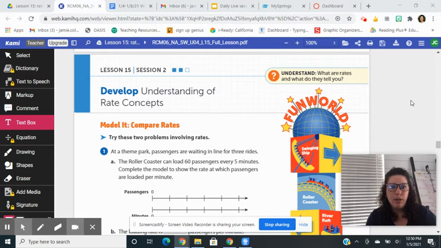So open up your book right now to page 351. We are going to work on these problems together in this video. As you can see, I have it up here on my computer. So we're on page 351, understanding rate concepts.